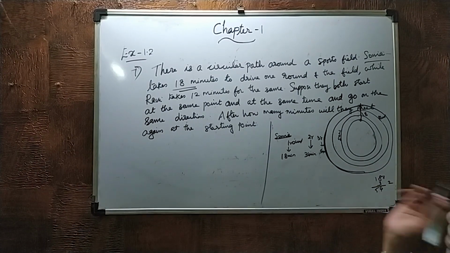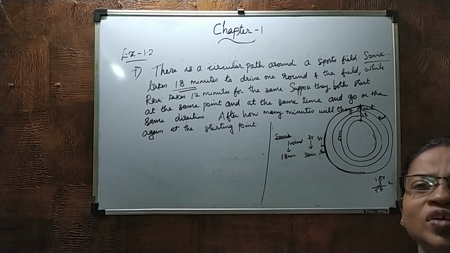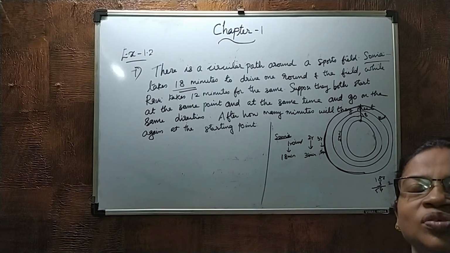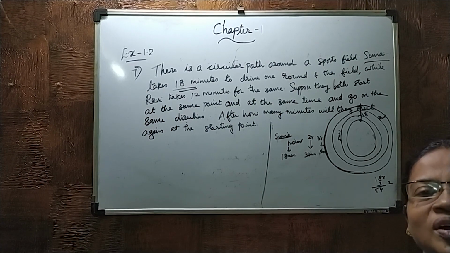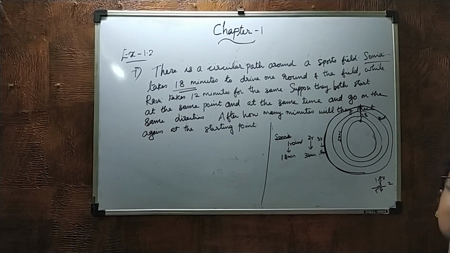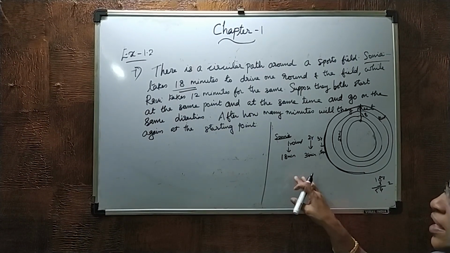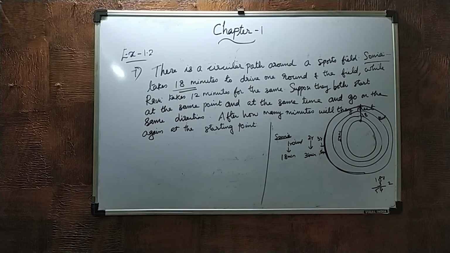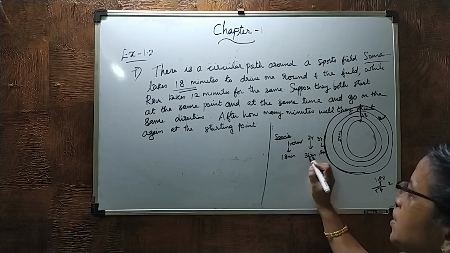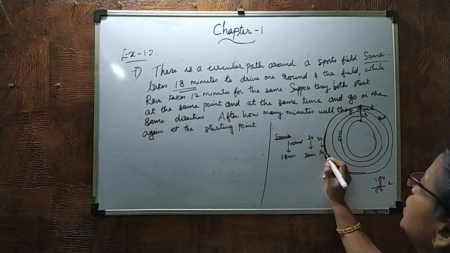Now, when they ask after how many minutes will they meet again at the starting point, they want the lowest time. Whether we should find HCF or LCM? Lowest time, at the earliest, means LCM you have to find. Another method is to find the LCM of 18 and 12, and you will get the answer. This is the first method I am going to show you. So Sonia's is 1 round 18 minutes, 2 rounds 36 minutes, 3 rounds 54 minutes.